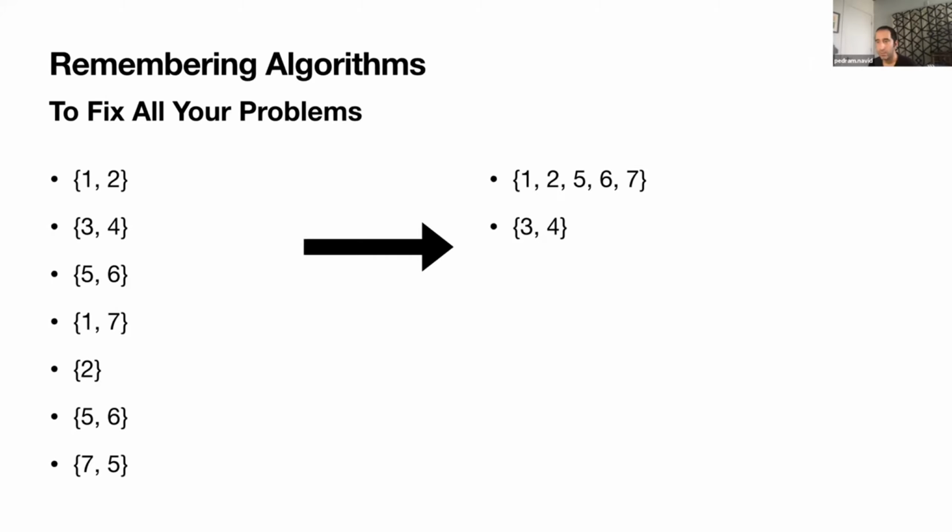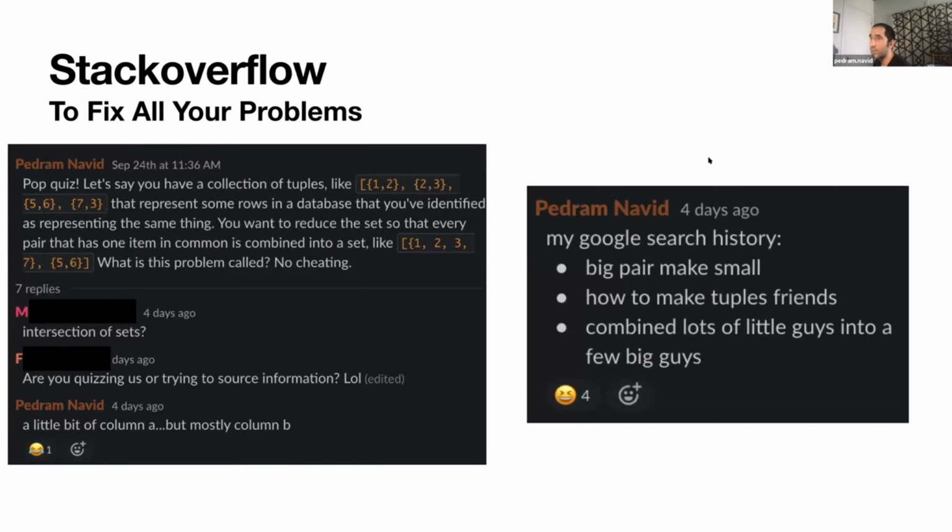And then let's say you did your comparisons and you said, okay, here are my true matches: 1 and 2, true match, 3 and 4, true match, true match, true match, this one all by itself, and then these 2. Another pop quiz, how do you make this into that? Well, what you do is you ask your friends on Slack and you tell them your problem and you pretend it's a quiz. And then your friend M here says, oh, intersection of sets, sorry, wrong answer, but good try.